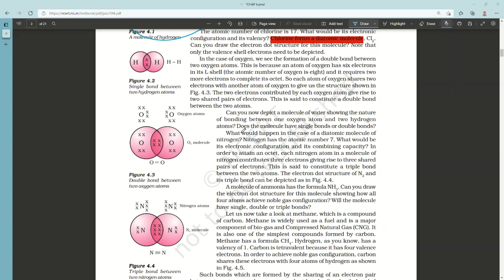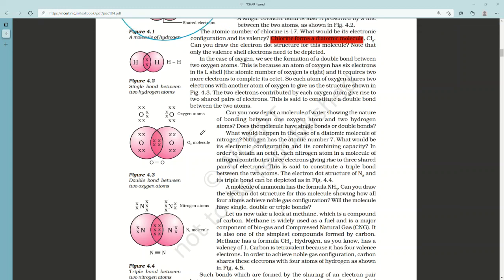What would happen in the case of a diatomic molecule of nitrogen? Nitrogen has the atomic number 7. What would be its electronic configuration and its combining capacity?